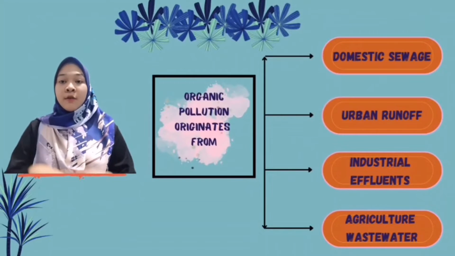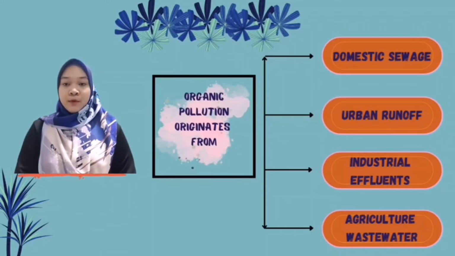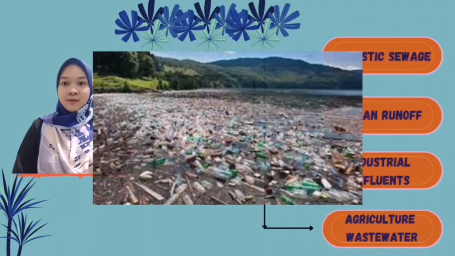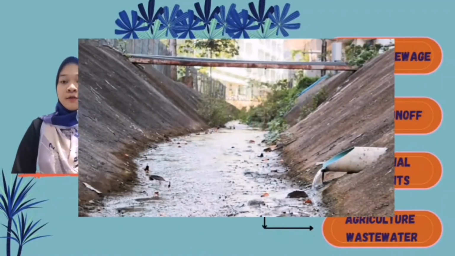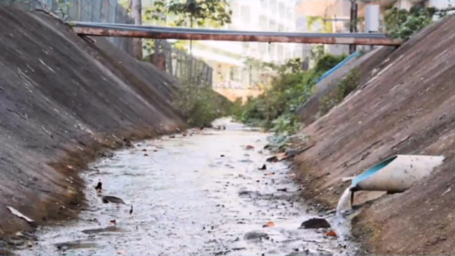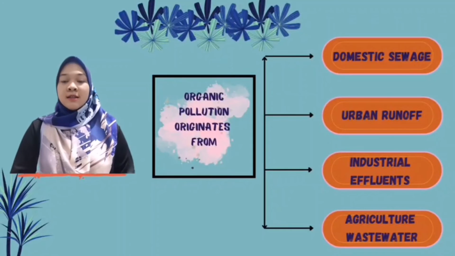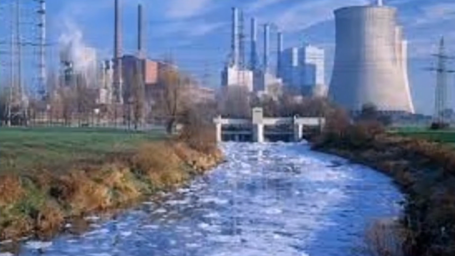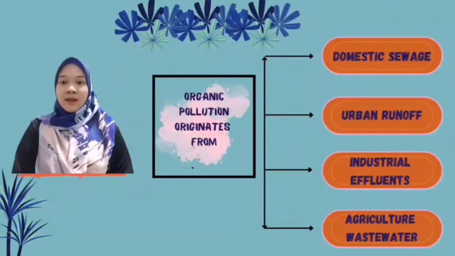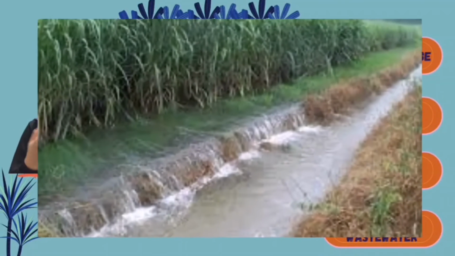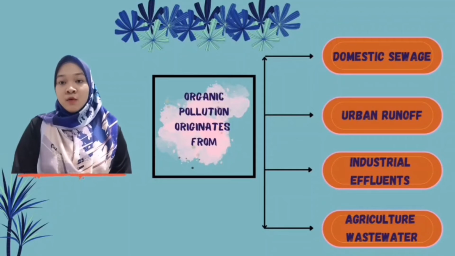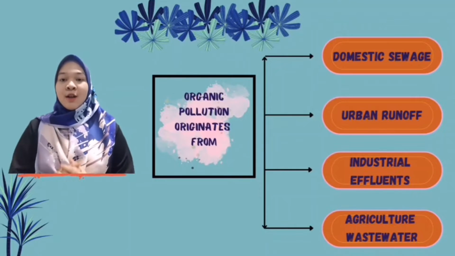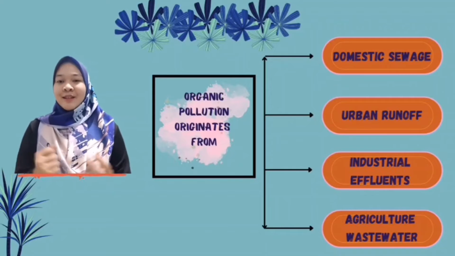Here are examples of where organic pollution originates from. First is domestic sewage. Second is urban runoff. Third is industry effluent. And last is agriculture wastewater. But in our video, we will explain industrial. So, let's see our explanation.